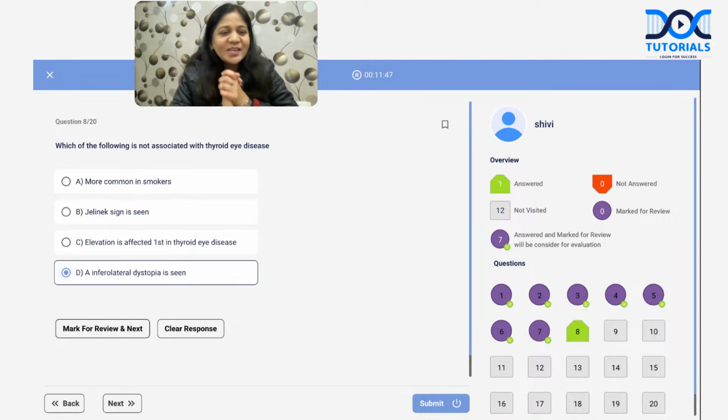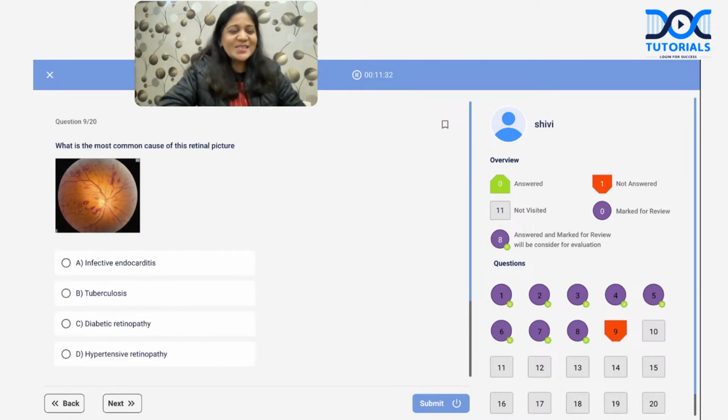Guys, this is absolutely incorrect because in thyroid, what will we see? We see an axial proptosis. We don't have a dystopia. What is dystopia? Dystopia is a displacement. We don't see displacement. We see a proptosis. This is a forward proptosis. Okay, so this is also easy.